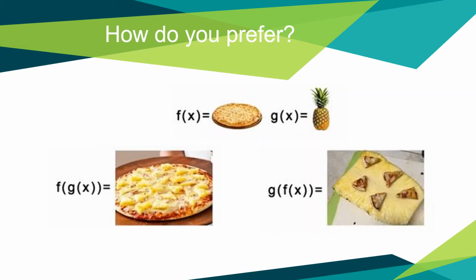One way to think about function composition is how would you prefer? Do you want to have pizza with pineapple in it? Or do you want to have pineapple with pizza in it? What do you think?